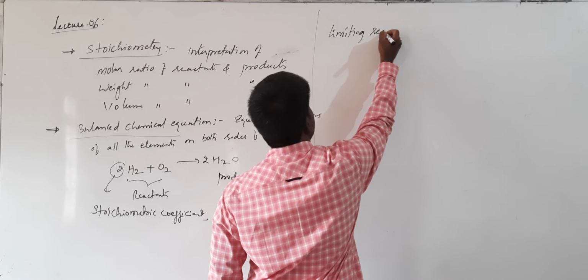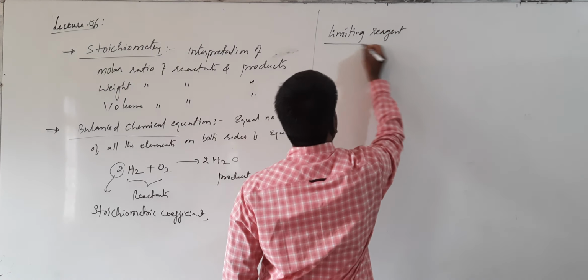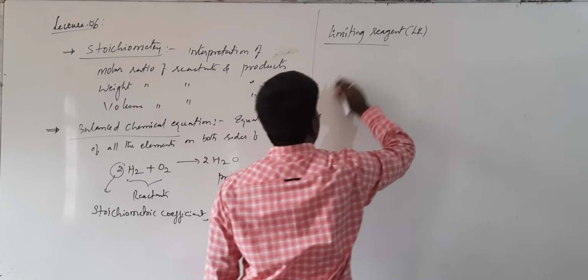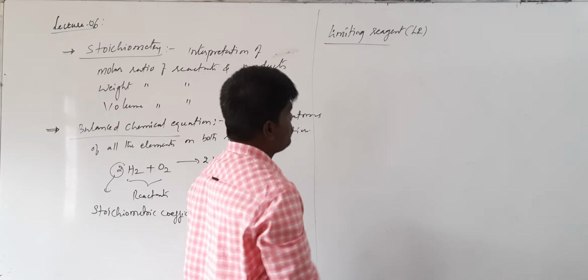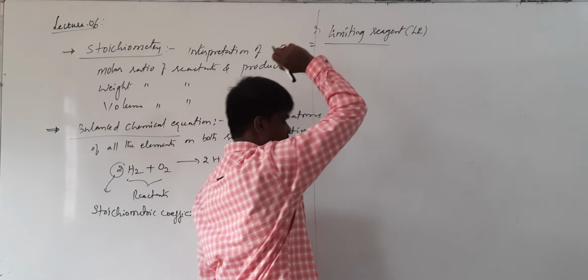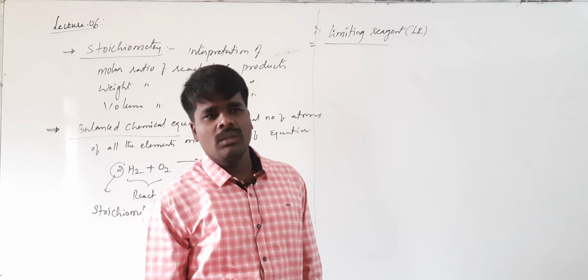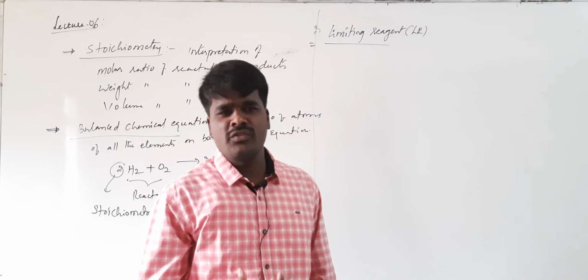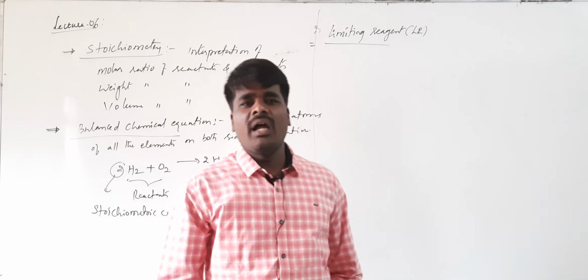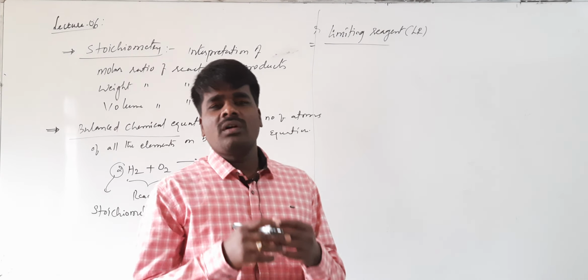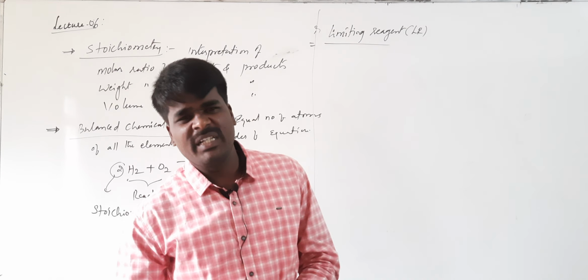Limiting reagent, in short we call it as LR. Another one is called excess reagent. First of all, we see what is meant by limiting reagent. The reagent which is present in less quantity, or the reagent which gets consumed first in the reaction and limits the amount of product formed, is called the limiting reagent.